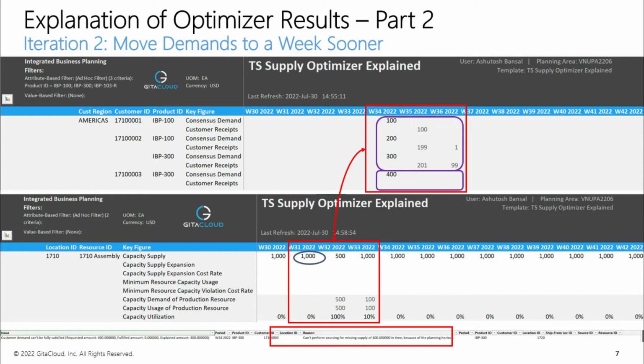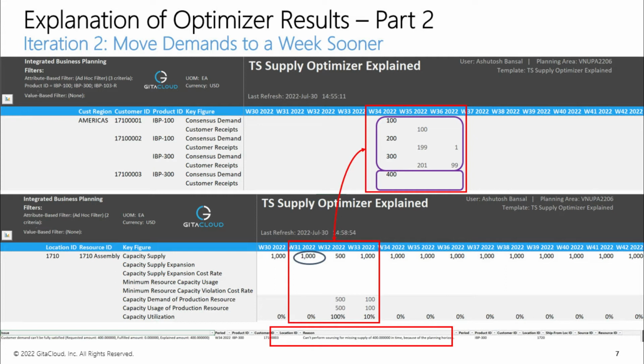We now have all demands loaded in week 34 in this iteration 2, as opposed to week 35 earlier. Optimizer needs to build finished goods in week 31, given 3 weeks lead time from plant to customers. Resource capacity is not a challenge, as there is ample capacity of 1,000 in week 31. However, we now have a lead time constraint to procure raw materials.